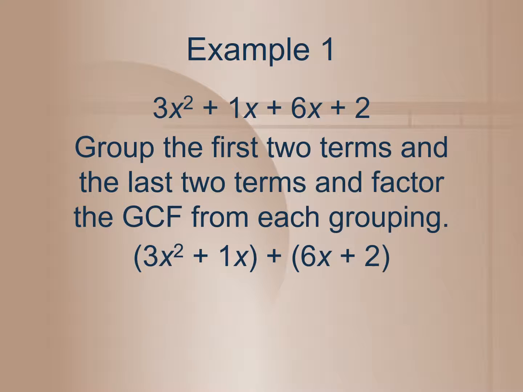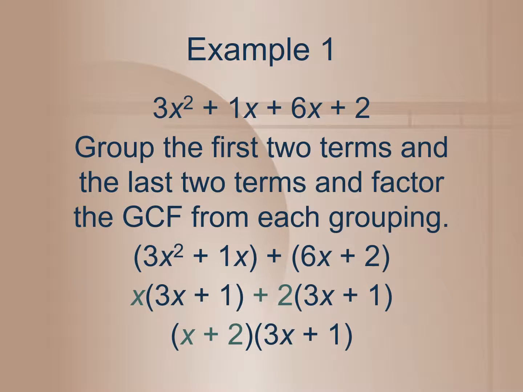I can factor out an x. And when I factor out an x, I'm left with 3x plus 1. Now, in this grouping, 6x plus 2, I can factor out a 2, which leaves me 3x plus 1. So notice how I have a 3x plus 1 and a 3x plus 1. I can now factor out that 3x plus 1, and it leaves me x plus 2. So now I have x plus 2 times 3x plus 1.